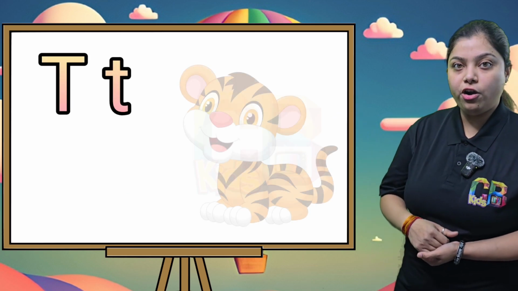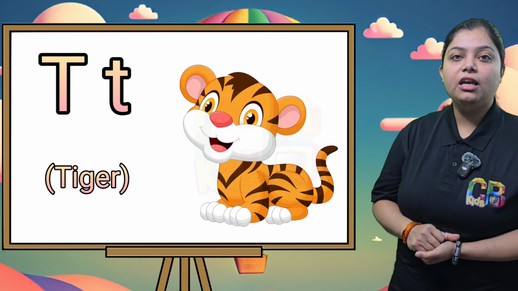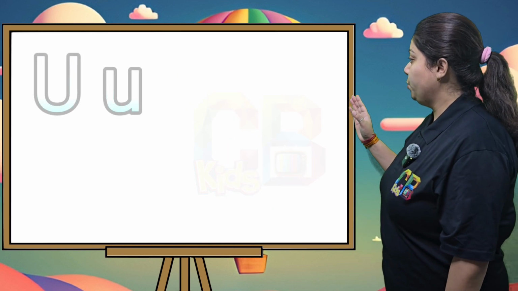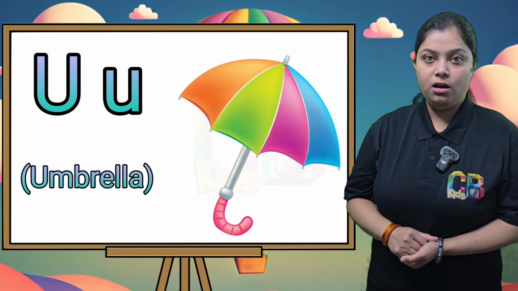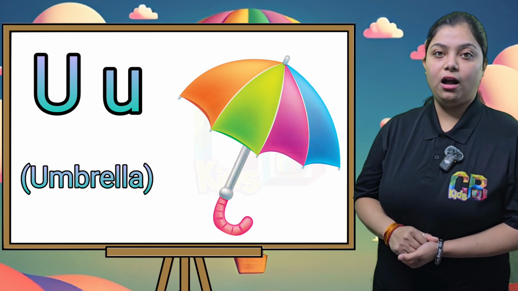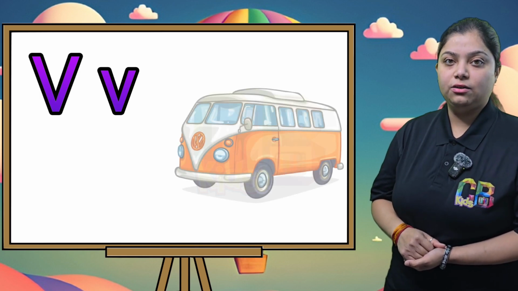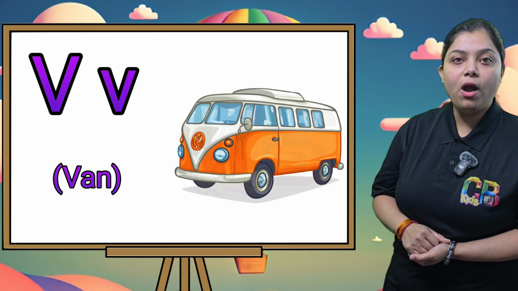T for tiger. T I G E R tiger. U for umbrella. U M B R E double L A umbrella. V for van. V A N van.